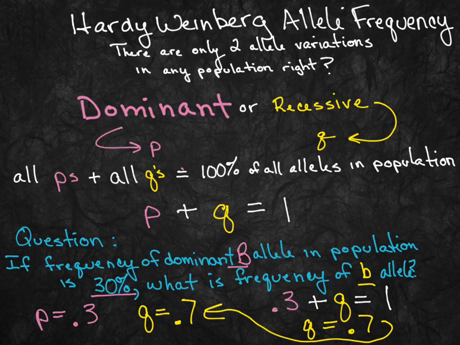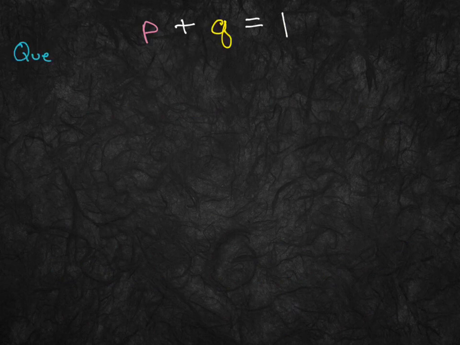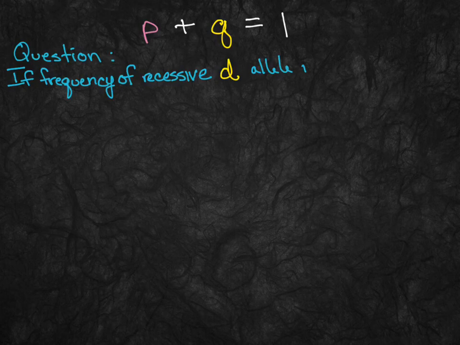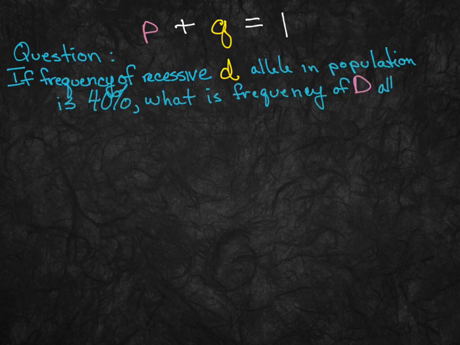Those are some simple ways to solve an allele frequency. All right. Let's do another one. If the frequency of a recessive D allele in a population is 40%, what is the frequency of the dominant D allele?